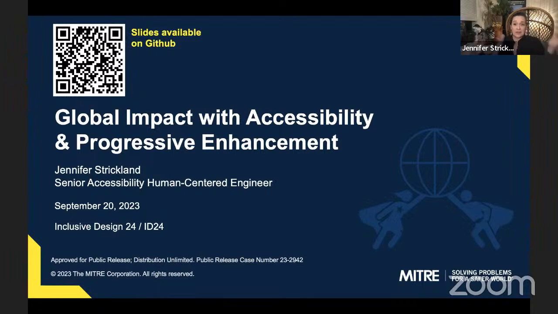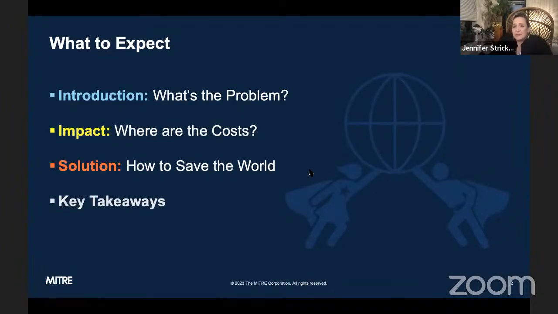So this talk was posted as Save Our World with Accessibility and Progressive Enhancement, but my company decided it was too close to our tagline, Solving Problems for a Safer World. So we're going to talk about this as global impact. So what to expect? What's the problem here? Is there a problem? What are the costs, and what's it doing to the world and our businesses and people? And then we're going to talk about how to save the world, how each of us can make a difference. And then we'll just jot down the key takeaways.